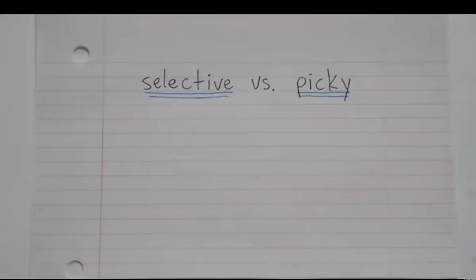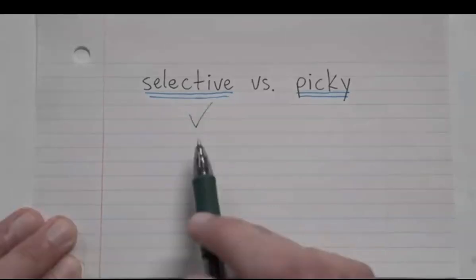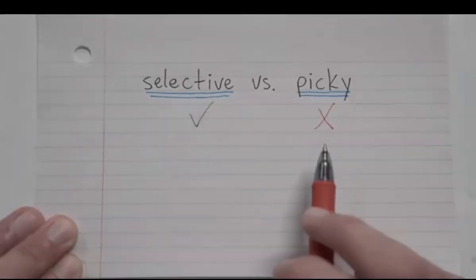Well, both of these words have pretty much the same denotation. They both mean that you're very careful in your choice of things. But which of these has a more positive connotation and which of these has a more negative connotation? Answer is, selective is more positive while picky is more negative.